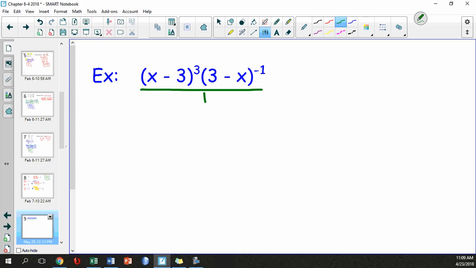Does x minus 3 cubed stay or go? It stays. And then the 3 minus x, what happens with that? It goes to the bottom. Do we all understand that?